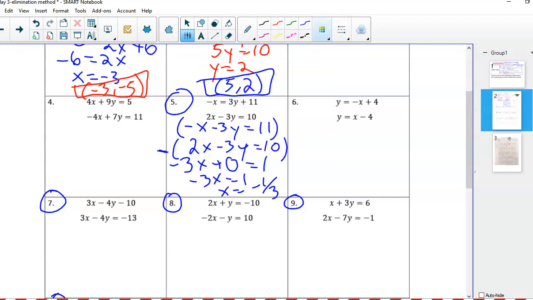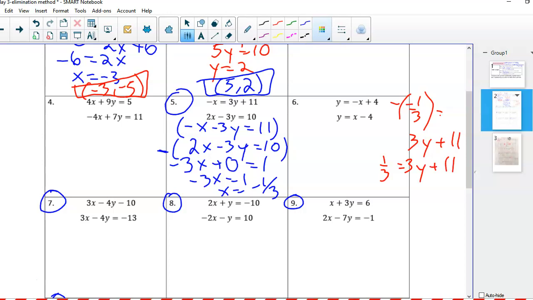Right? We do need to put this back in. I'm going to go ahead and put it back into the original. When you move things around, you have options, so you can put it into the originals or whatever you move. It's going to work out the same way. I'm going to do that off to the side. So negative 1/3 equals 3y plus 11, and we need to solve for y. This becomes positive 1/3 equals 3y plus 11.